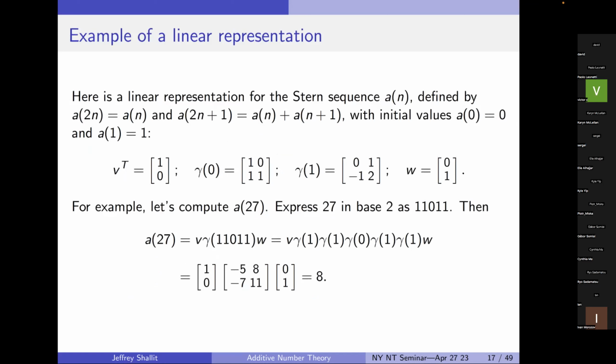Okay, so let's look at a linear representation just to give you some feel for what you can do with it. You may know this famous sequence called the Stern or Stern-Brocot sequence. It's defined by A of 2n is A of n, and A of 2n plus 1 is A of n plus A of n plus 1. And the initial values are 0 and 1. So here's a linear representation for this sequence. If you want to compute A of 27, you write 27 in base 2. What is it? It's 11011. And then you take V and multiply it by gamma of 11011 and by W. So it's the product of these three things. And if you work it out, it's 8. So that's an example of a sequence that can be computed by a linear representation.